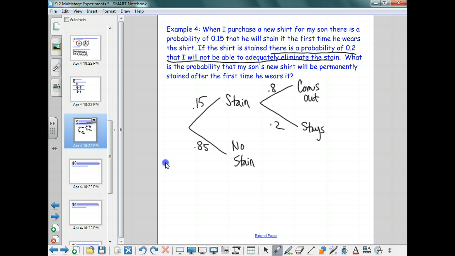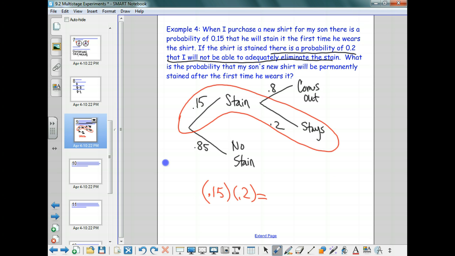The question that was actually asked, though, is what is the probability that after he wears it, it will be permanently stained? So the tree branch that this is talking about is this one, right? So how can I find out the probability that when he wears that shirt the first time it comes out stained? I multiply, right? 0.15 times 0.2, which is 0.03, I think. Is it 0.03? 0.03, isn't it? So a 0.03 probability, or a 3% chance, is what that's saying, that the one he wears the first time is stained forever.